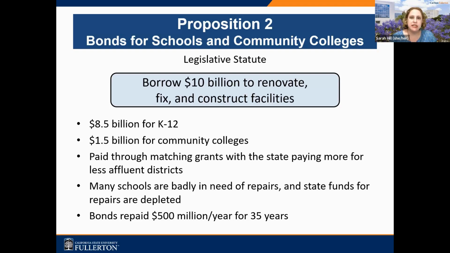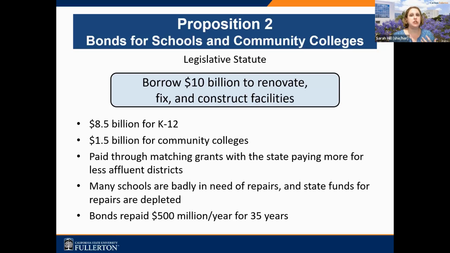And the way this would work is the districts who receive money, the school districts, would have to give a matching grant. It would be matching grants, matching school district money. And the state does have a formula where they would give more money to less affluent districts to help them build facilities. The reason for this is our schools are in bad shape. They're really in need of repairs, and the state does this on a regular basis. They provide matching funds for public schools. That resource is depleted right now.